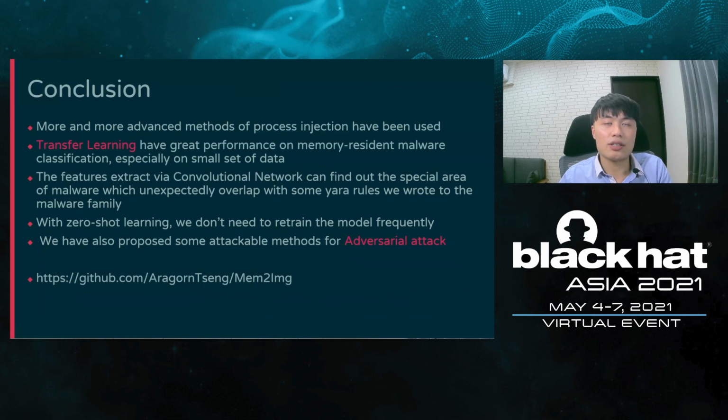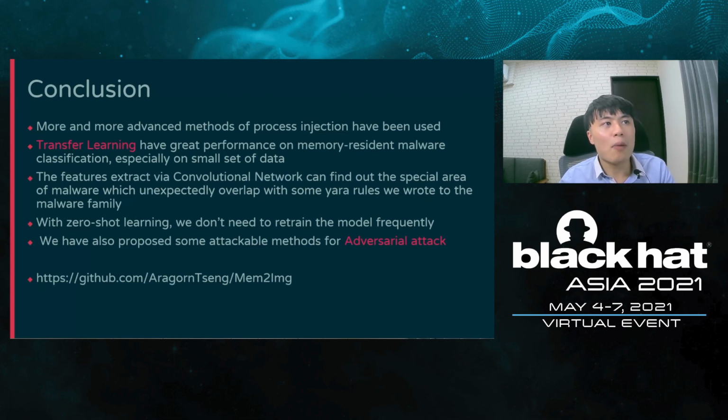And here is our conclusion. More and more advanced methods of process injection have been used in APT groups and cybercrime malware. Transfer learning has great performance on memory-resident malware classification, especially on small sets of data. The features extracted by a convolutional network can find the spatial areas of malware which unexpectedly overlap with some YARA rules we wrote for the malware family. With zero-shot learning, we don't need to retrain the model frequently.